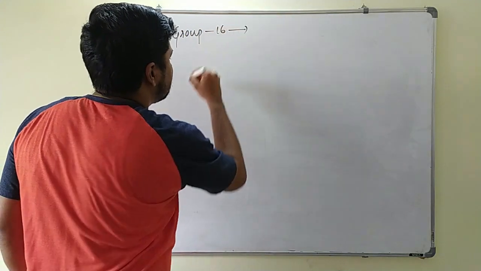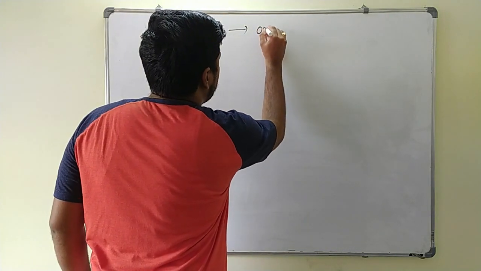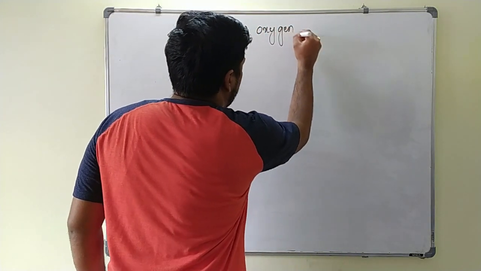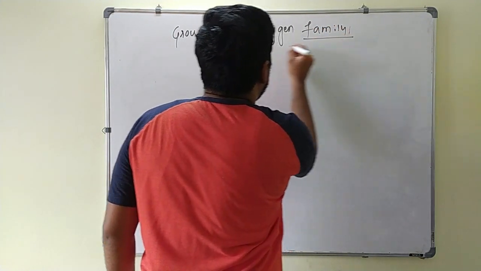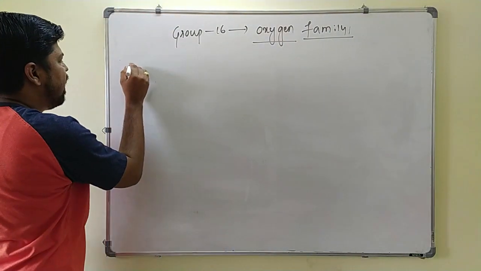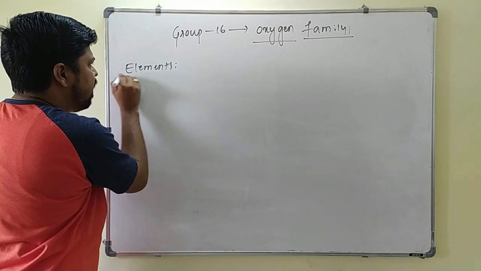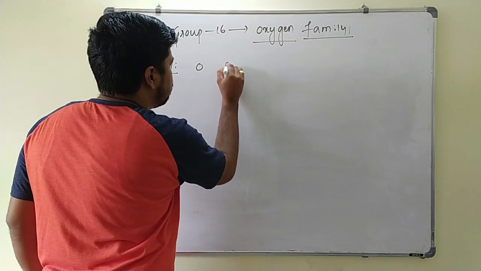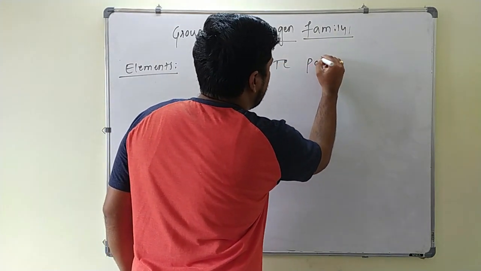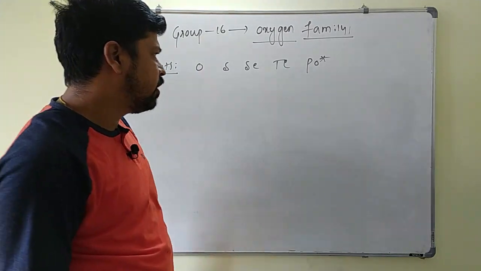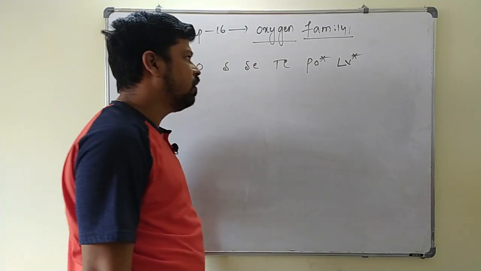Group 16 elements. Since this group 16 starts from oxygen, it is called the oxygen family. So what are the elements of this group 16? Elements are oxygen, sulfur, selenium, tellurium and polonium. I will write with the star mark, that is a radioactive element, and another man-made element is livermorium. It is also radioactive in nature.